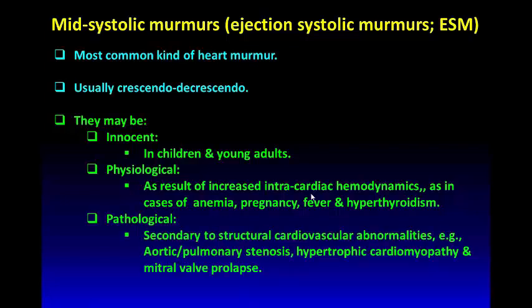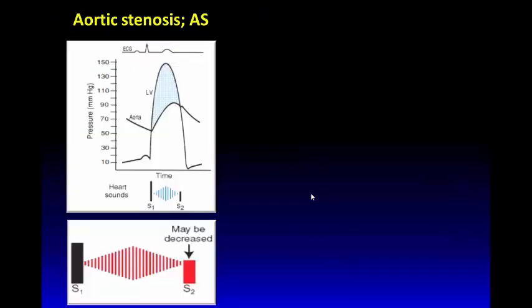The mid-systolic, ejection systolic murmurs could be pathological, secondary to structural cardiovascular abnormality, as in cases of aortic stenosis, pulmonary stenosis, hypertrophic cardiomyopathy, and mitral valve prolapse. We will describe the hemodynamics and the murmur of aortic stenosis in detail.